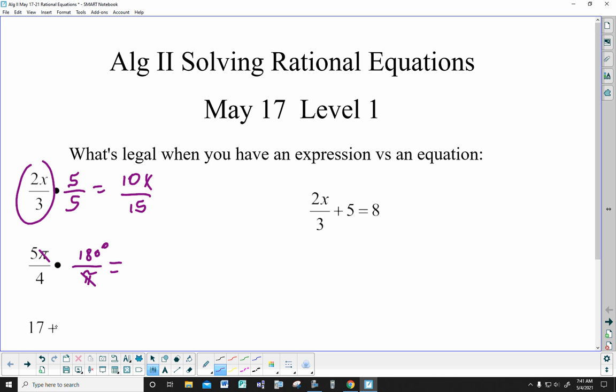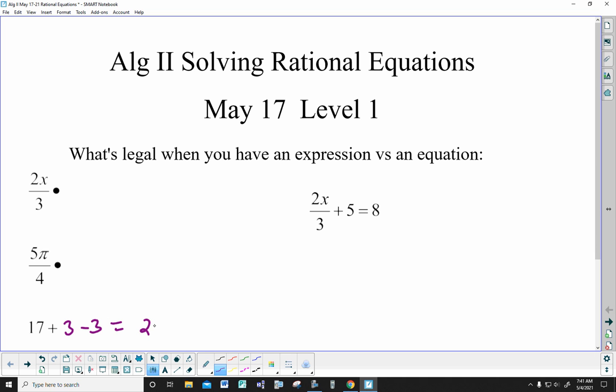Okay? Here, when you're adding or subtracting, the only thing you're allowed to add or subtract is 0. To get you there, what if I were to add 3 and subtract 3? Isn't that worth 0? And 17 plus 3 is 20, and 20 minus 3 is still worth 17. It doesn't look like 17 anymore, but it's 20 minus 3, which is still worth 17. I added 0 to it. Okay? So the only thing you can do to an expression is either add 0 or multiply by 1.